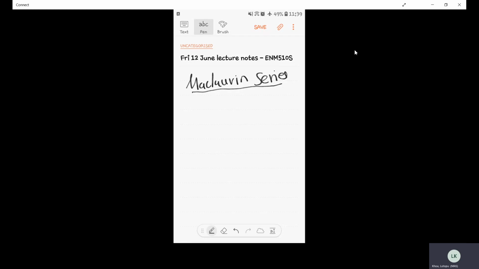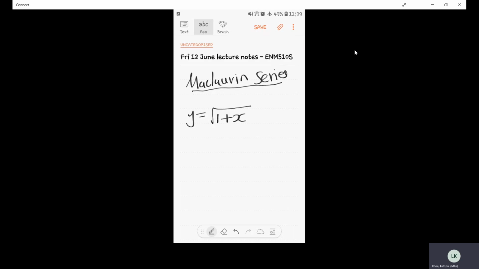So let's look at some more examples of the Maclaurin series. Let's say my function is y is equal to the square root of 1 plus x. So I want to rewrite this as a power series, the Maclaurin series. Now remember what we need. First, we will substitute 0 into the function. So we have y of 0. This is just the square root of 1, which is equal to 1.